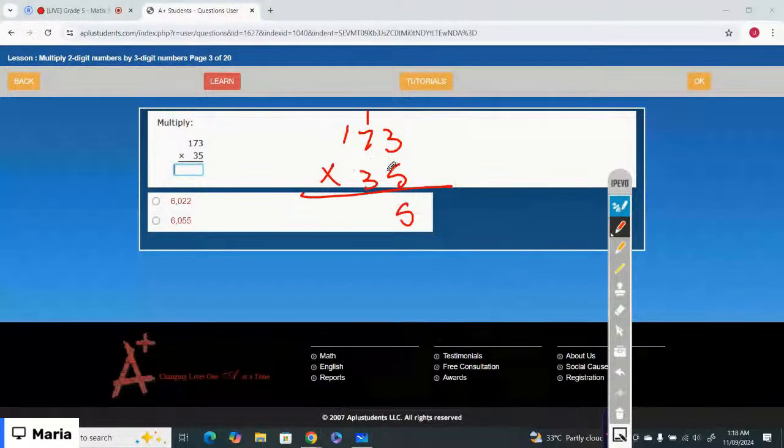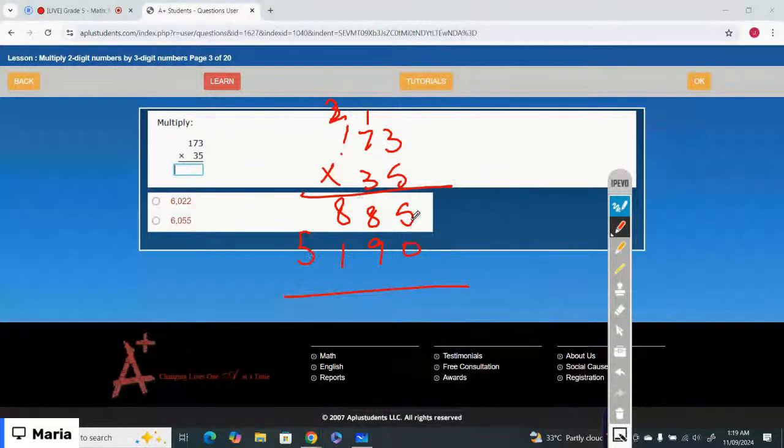5, write 1 carry. 5 times 7 is 35 and 1 is 36. 6, 3 carry. 5 times 1 is 5 and 3, 8. That is 865. Now let's just multiply the digit at the tens position. 3 times 3 is 9. 3 times 7 is 21. 1, 2 carry. 3 times 1 is 3 and 2, 5.